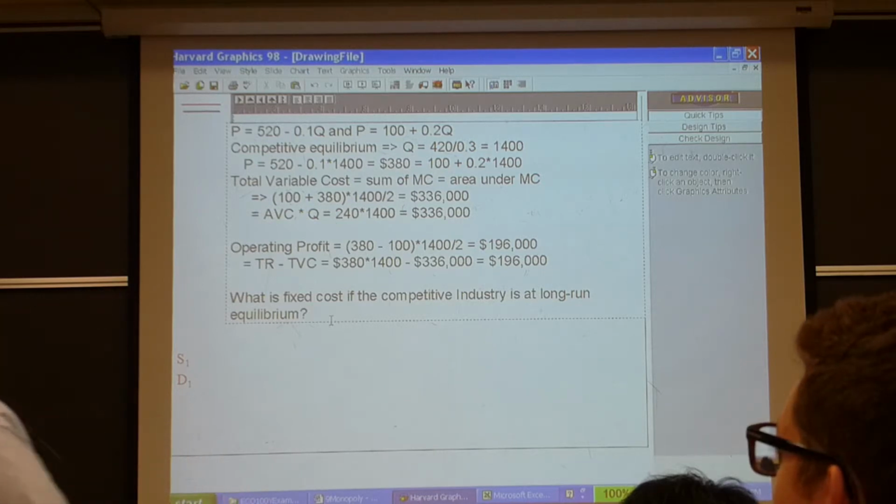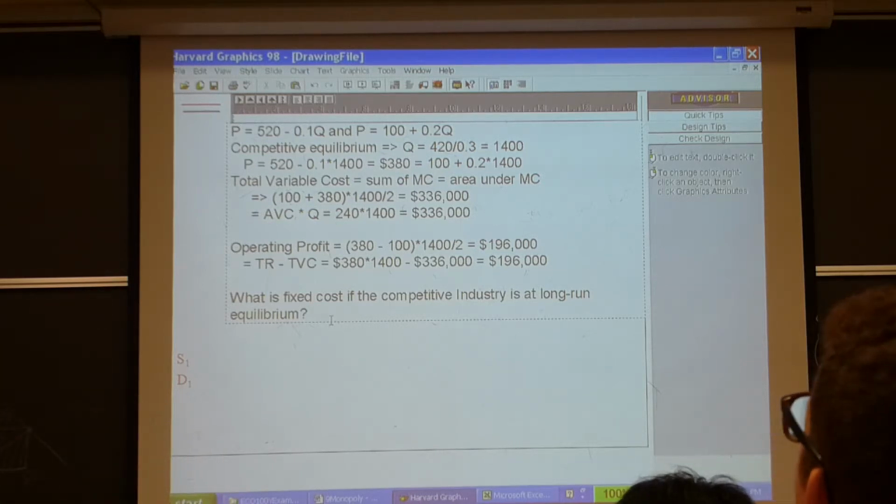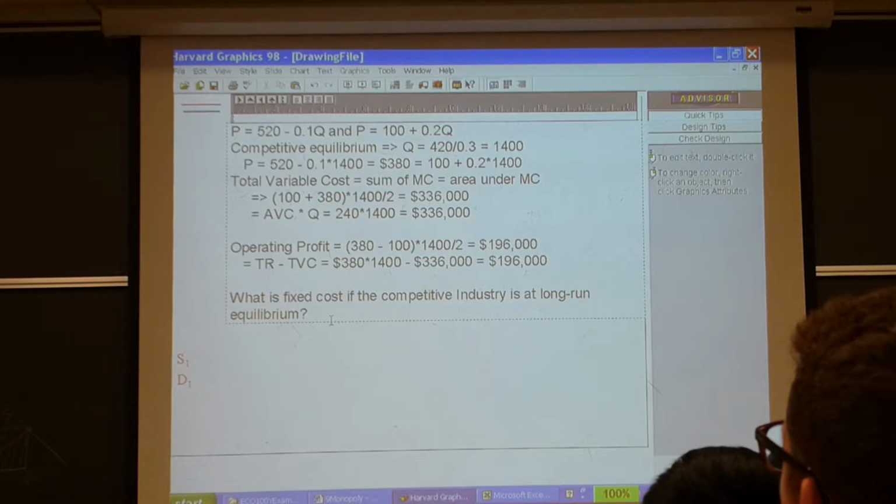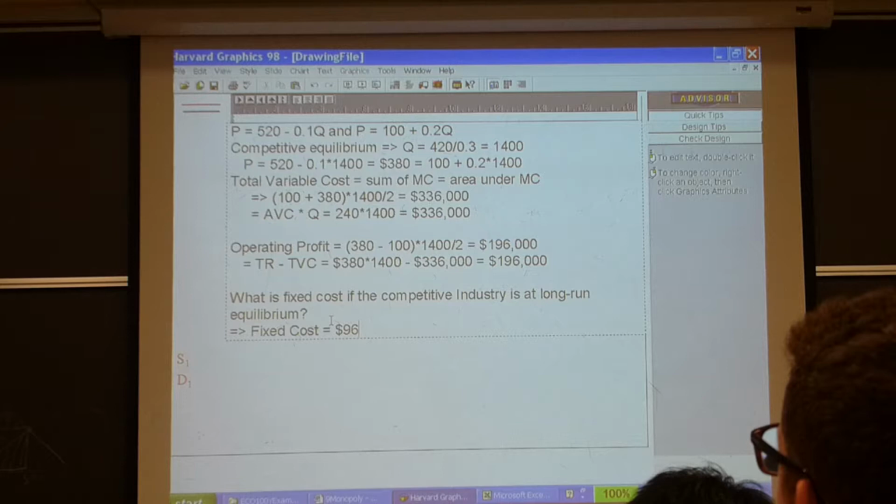It's equal to the operating profit. It's 196,000. So that's zero economic profit. Our operating profit is exactly what we need to get the average rate of return on our capital, i.e. fixed costs, right? So this implies fixed cost equals $196,000. Now I need you to think about this.